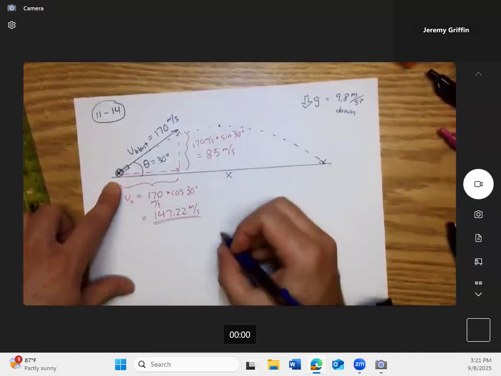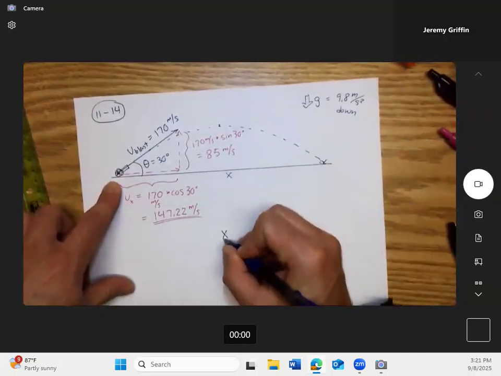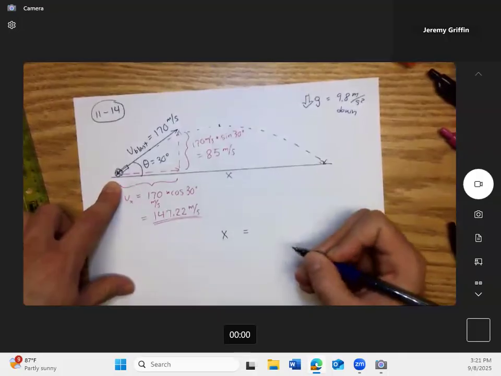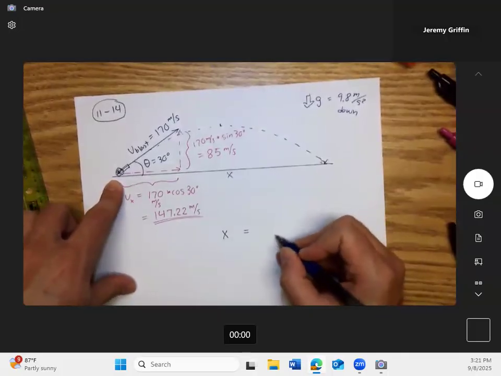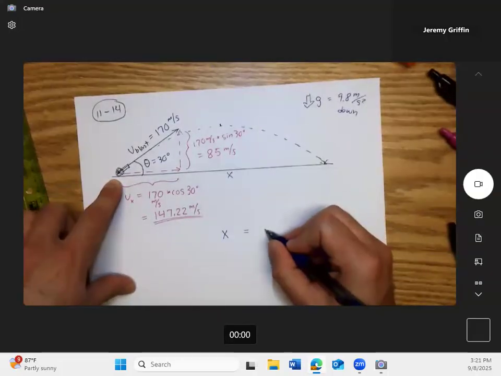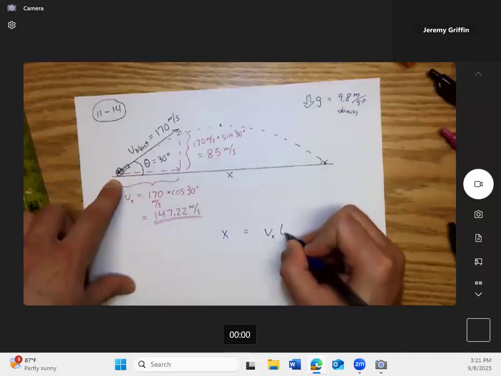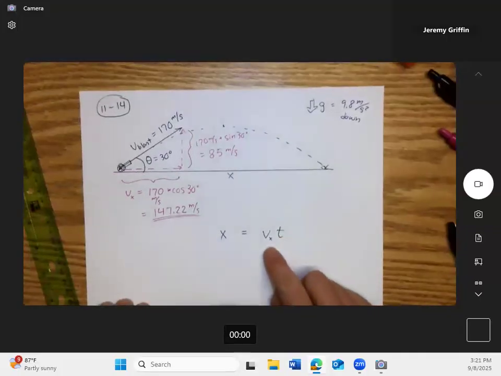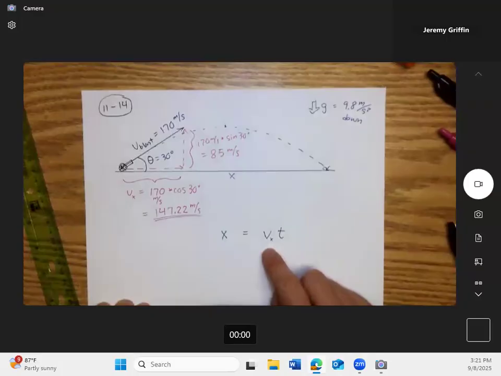Guys, for anything horizontal in projectiles, there's only one equation. It goes x equals what? Yeah, x equals vt, where this v is the strictly horizontal velocity. How fast is it going across? V sub x times how much time. That's how far it goes. That's it. And we have those, so let's just put them together.